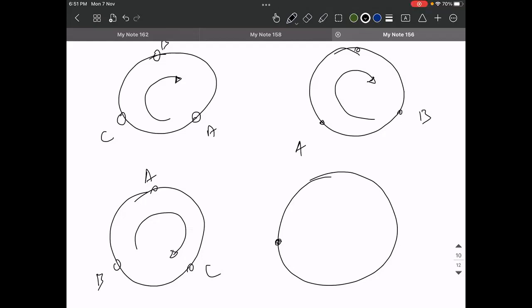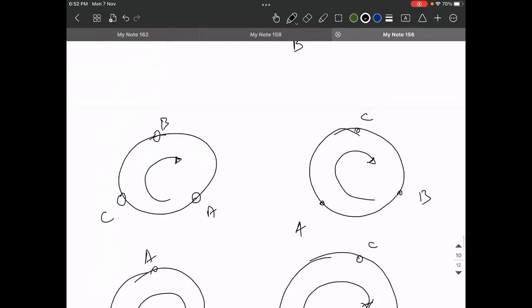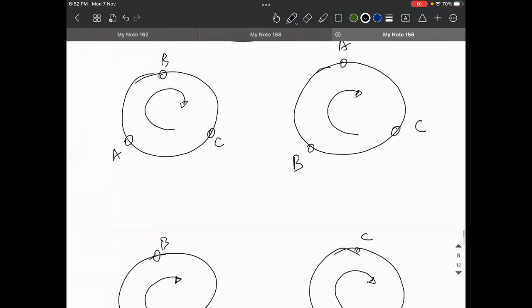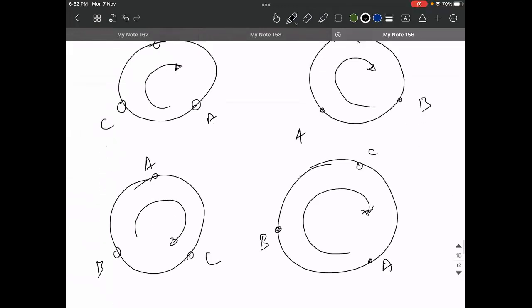CAB or BCA, whatever. BC, okay. BCA. Anything else that you can think of? BCA is going anticlockwise. We are always talking in this clockwise direction. These are all clockwise, right? It's fine, we are just trying to understand it here.